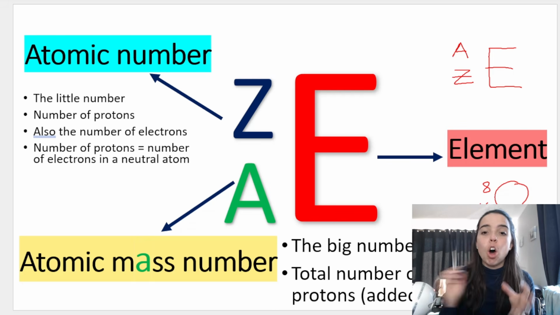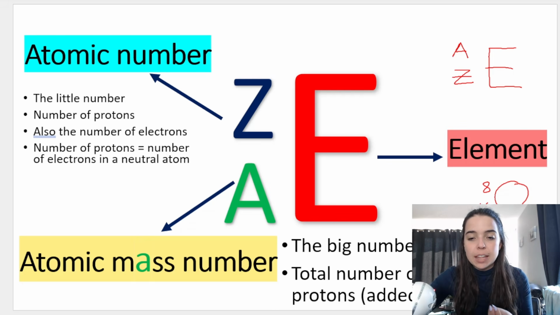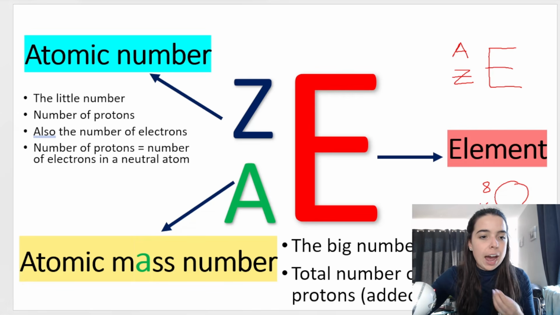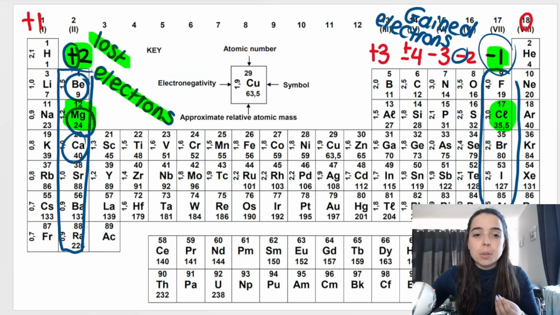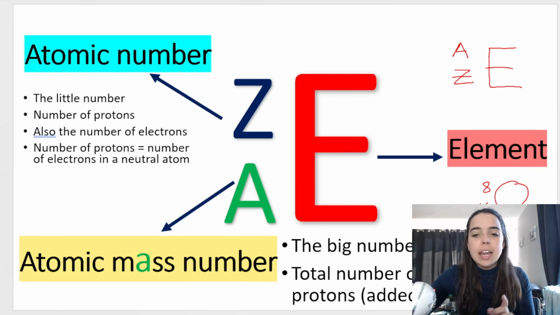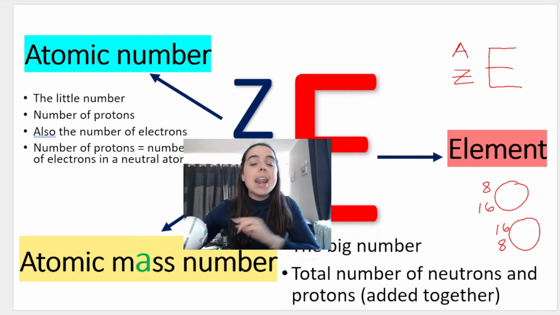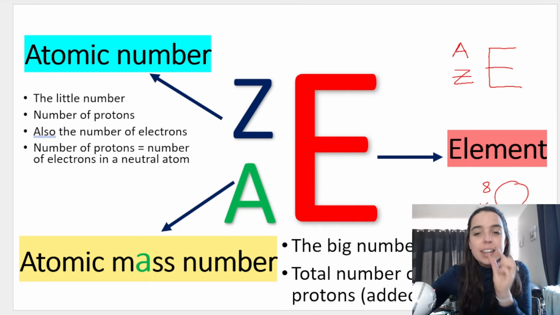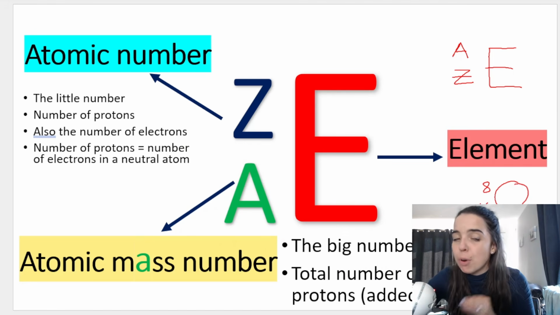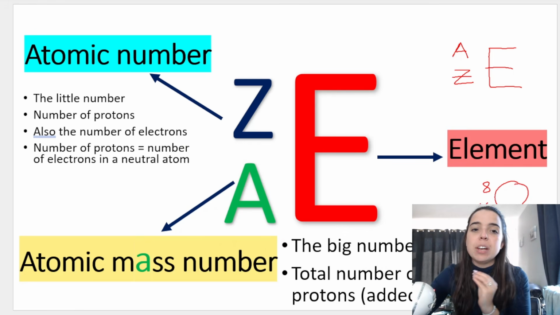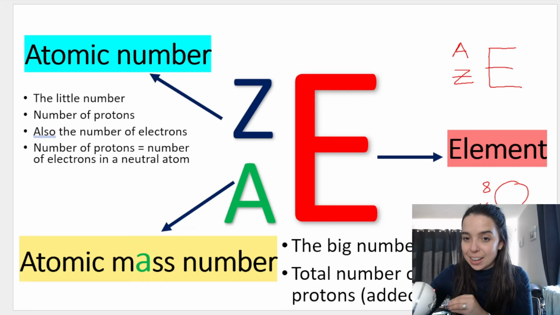So E is the symbol of the element. In order to get that, you look at the periodic table and it is one of the symbols, for example, Mn or Fe or Co. That's E. Z is what we use to represent the atomic number. I wrote there that it's the little number, it's the number of protons, and it's also the number of electrons in a neutral atom. So protons, electrons.